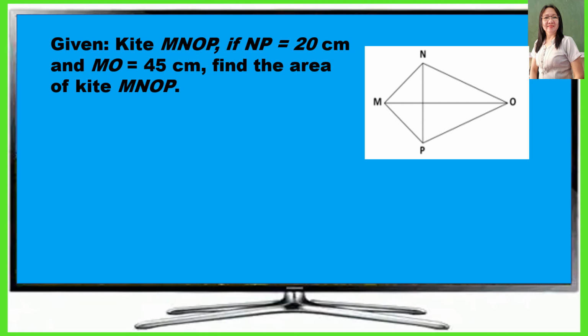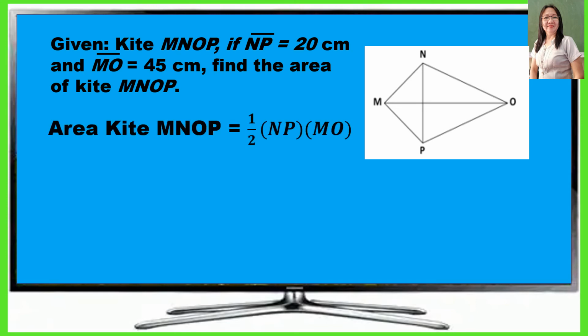Now let us see its application. Let us consider this illustration. Our given is kite MNOP, and if the length of NP is 20 centimeters and MO is 45 centimeters, find the area of kite MNOP. So using the idea of our theorem, the area of kite MNOP is equal to 1/2 times the product of the lengths of our diagonals.